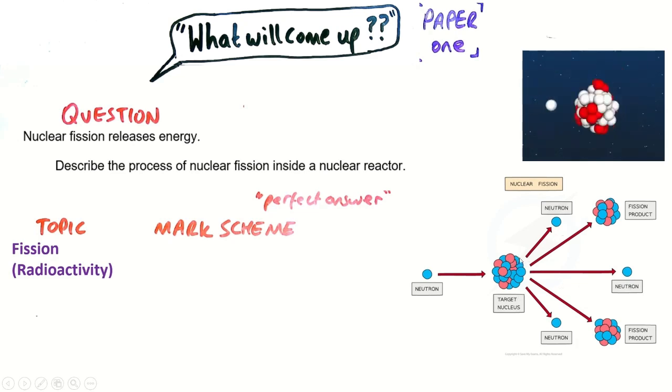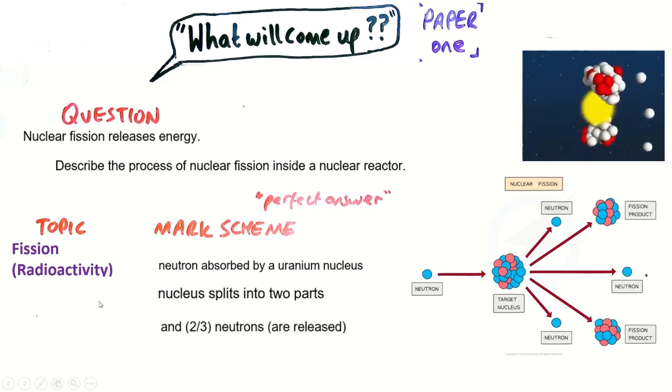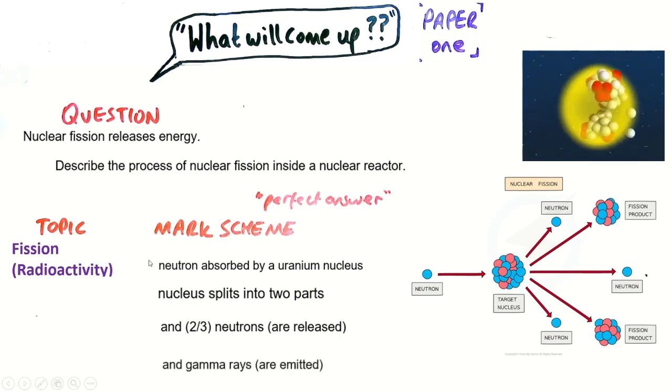So how we explain it in a really good 4-mark answer is that a neutron gets absorbed by the uranium nucleus, and the nucleus splits into 2. It's always 2. Then you have some neutrons released. You could say 3, it can be 2 or 4, any of those is fine. You could just say neutrons are released. And here's the bit people will miss out: there's energy released in the form of gamma rays. Gamma rays, EM radiation, high energy. That's how energy is released from a nuclear fission reaction.